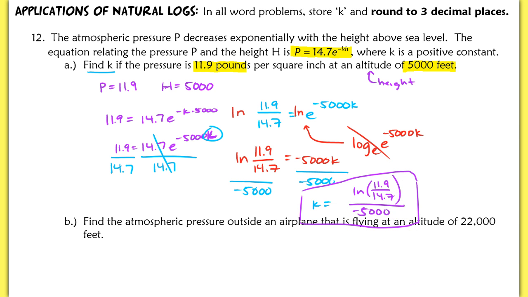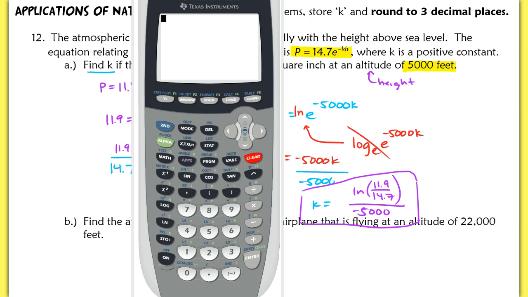Make sure you can type this in correctly. In your homework or on a test or a quiz, what we need you to do is store your k value. The directions actually say above here, store k and round to 3 decimal places. What I want you to always do is box your exact answer here, where I have k equals, showing exactly what that is without plugging anything into the calculator. Then I'm going to plug it in my calculator and show what that is approximately equal to.